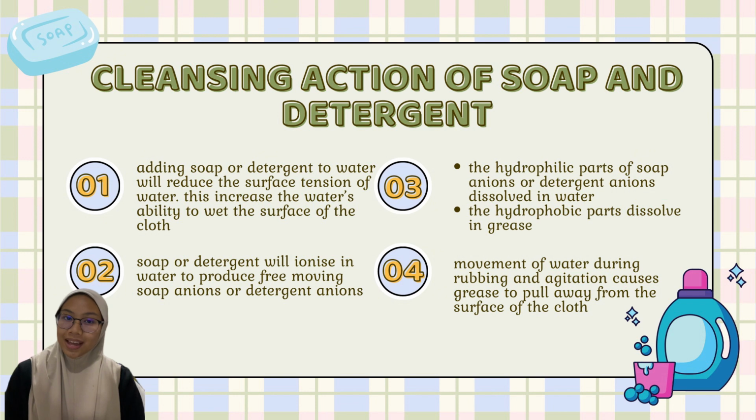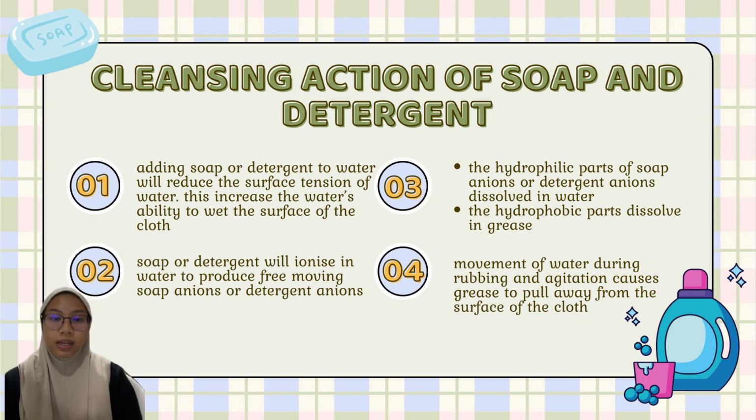Now, let's look at the cleansing action of soap and detergent. First, when we add soap or detergent to water, it will reduce the surface tension of water. This increases the water's ability to wet the surface of the cloth. Second, soap or detergent will ionize in water to produce free-moving soap anions or detergent anions. Third, the hydrophilic parts of soap anions or detergent anions dissolve in water. The hydrophobic parts dissolve in grease.